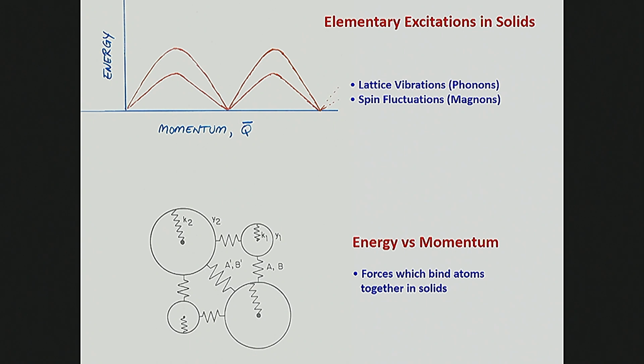Now the thing is that the sample is usually not capable of accepting an arbitrary amount of energy or an arbitrary amount of momentum from the neutron. It has to be a specific amount of energy and a specific amount of momentum. And that's because the only way the sample can accept energy from the neutron is if the neutron creates one of these elementary excitations, say one of these phonons.